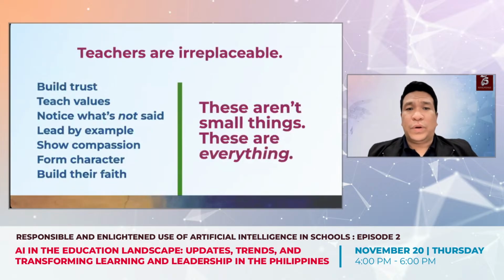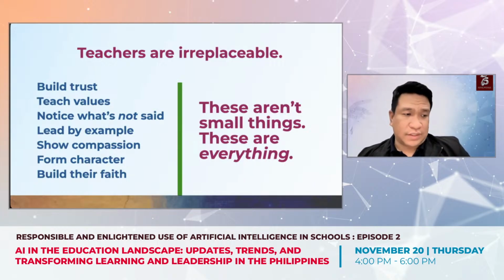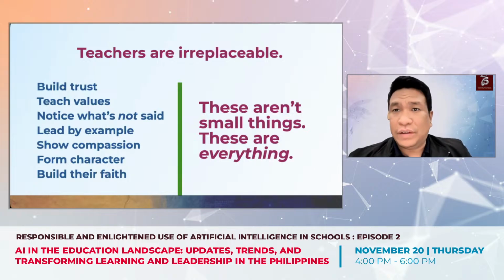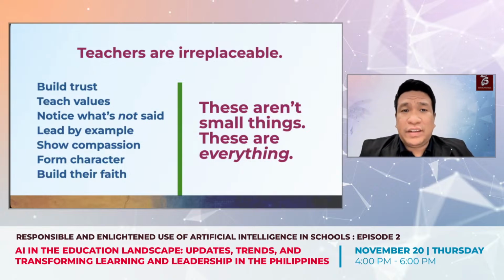Therefore then, what makes teachers irreplaceable is not what AI can do. It's what teachers can do on their own that AI cannot do. Building trust, teaching values, noticing what's not said, leading by example, showing compassion, forming character, and building their faith. This looks like small things, but they are not small things. They are everything. Notice this, 'di ba?